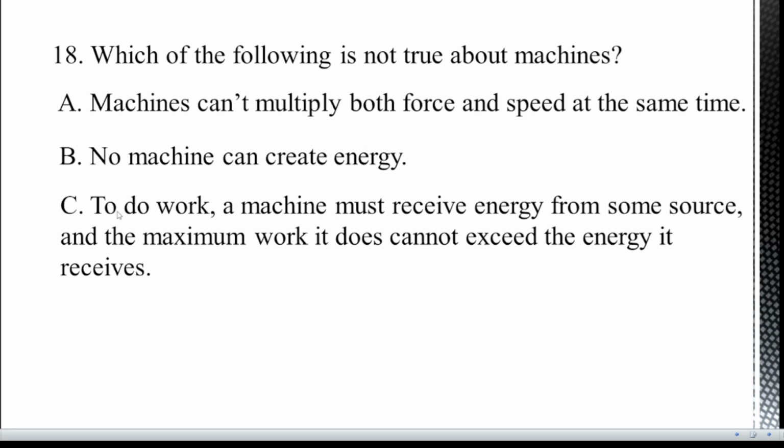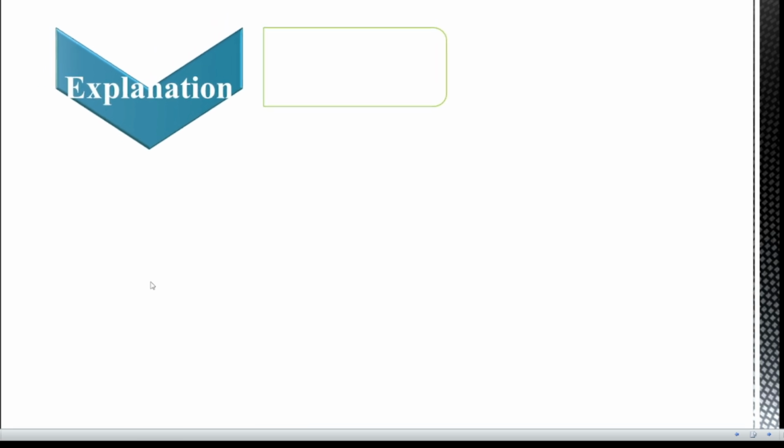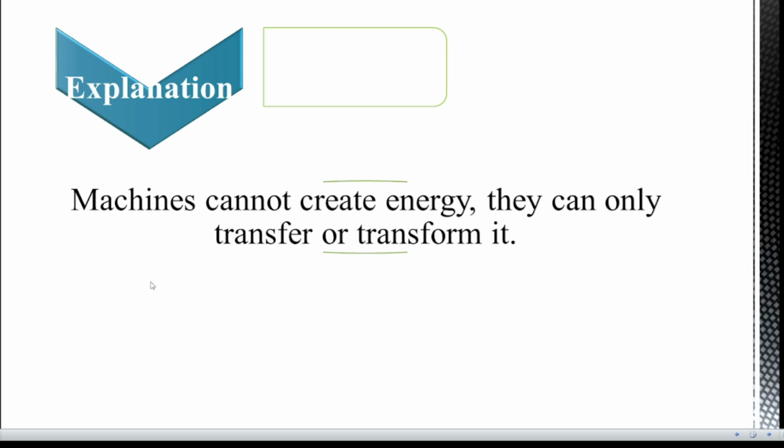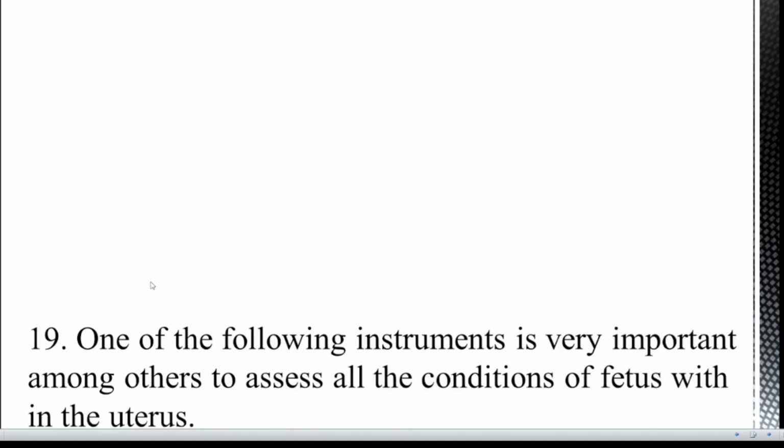C. To do work, a machine must receive energy from some source, and the maximum work it does cannot exceed the energy it receives, of course. D. None. Therefore, the answer is D. Explanation about it. Machines cannot create energy. They can only transfer energy. Machines cannot multiply both force and speed at the same time. And hence, the answer is D.